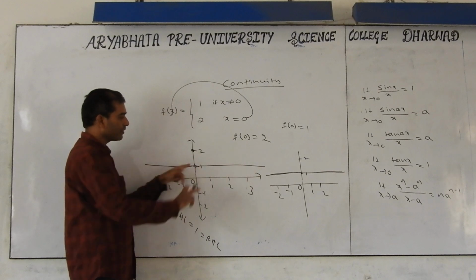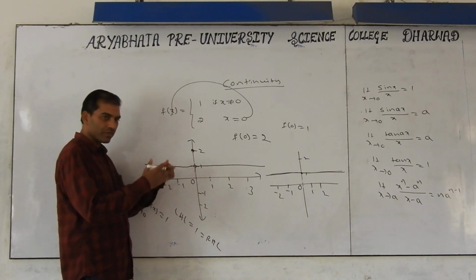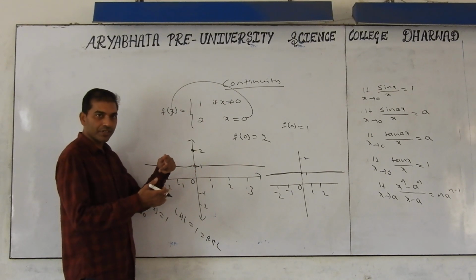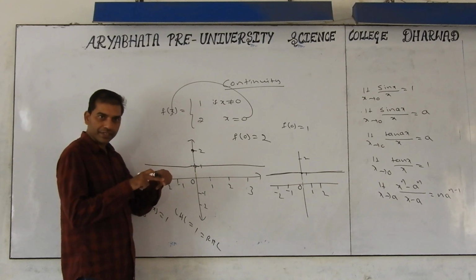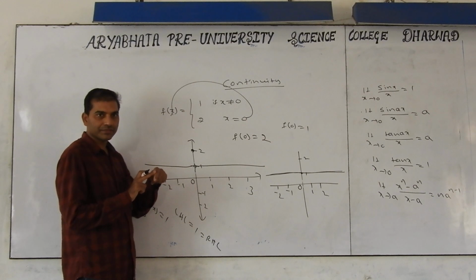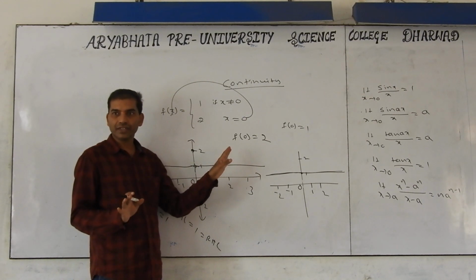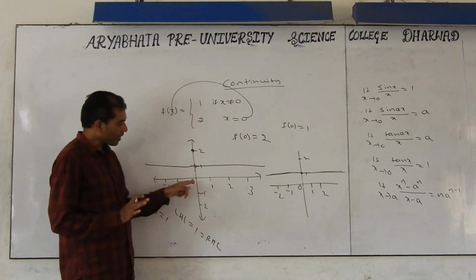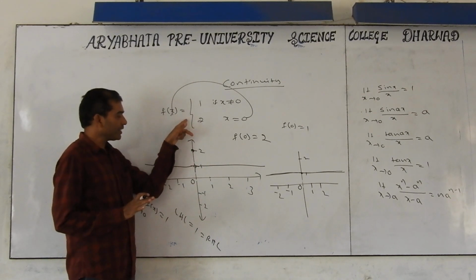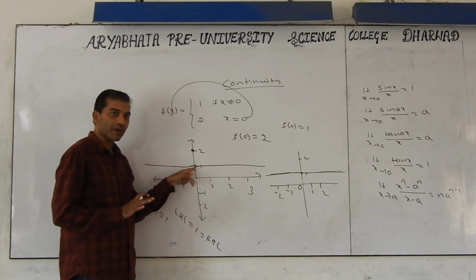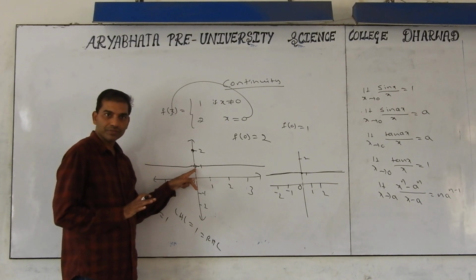So this is the graph method. What is the definition of continuity? If there is a break, then it is not continuous. If there is no break, it is continuous everywhere. So the break is at what point? 0. Therefore f is not continuous at 0.